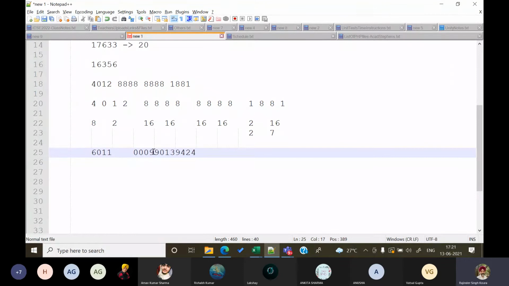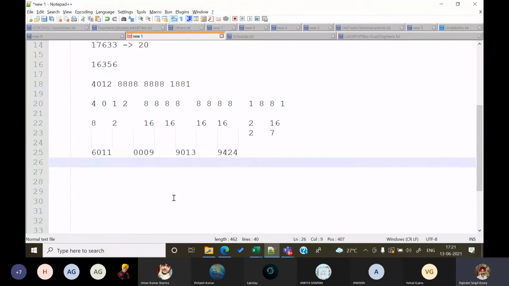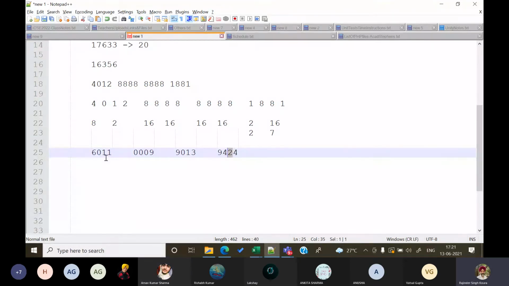I'll just divide these into groups of 4 so that it becomes easier for me. So what are the numbers which we are going to double? Anybody? What is the first number that I'll double? 2. Okay. Can I start from the left hand side? That means, can I start it with the 6?